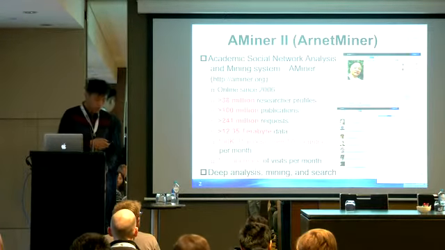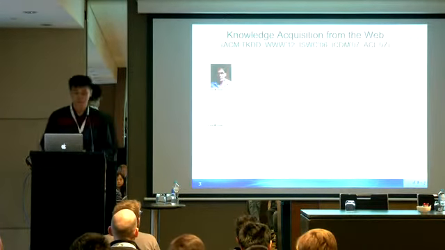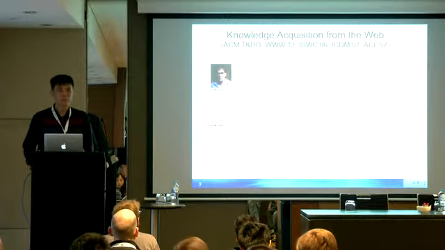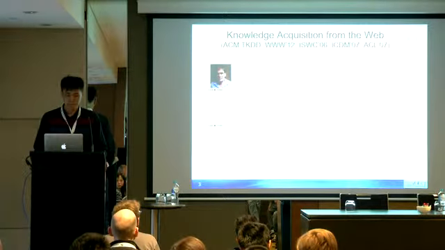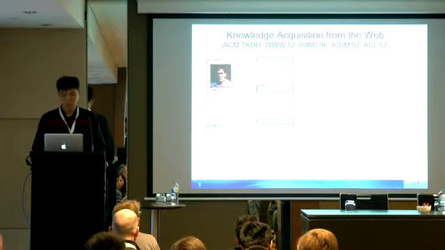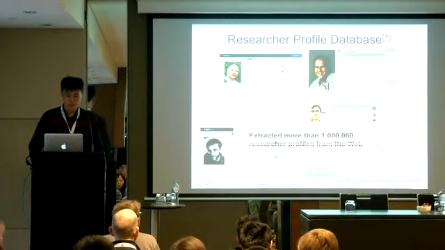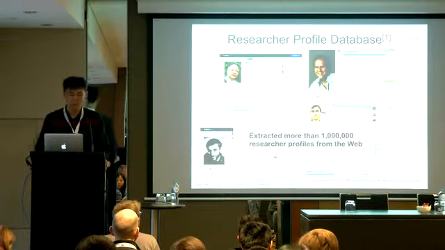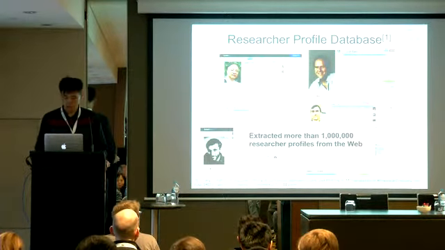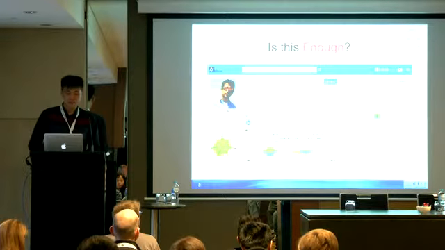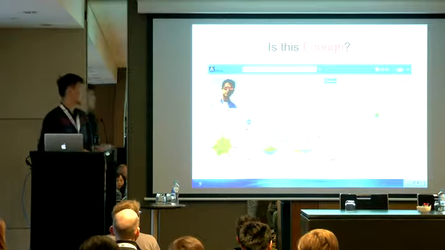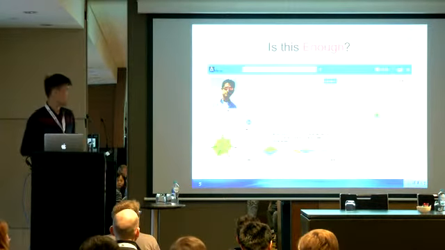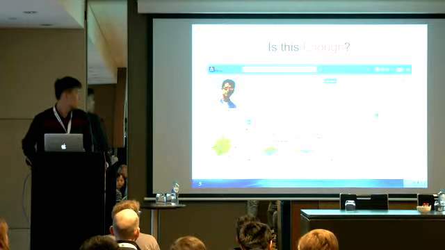To build such a system, we designed sophisticated information extraction technologies and name disambiguation technologies to automatically construct the researcher profiles from the web. Until today, we have extracted more than 1 million researcher profiles. As we see, we extract affiliations, positions, telephone numbers, emails, and all kinds of information. But is it enough? The answer is no.